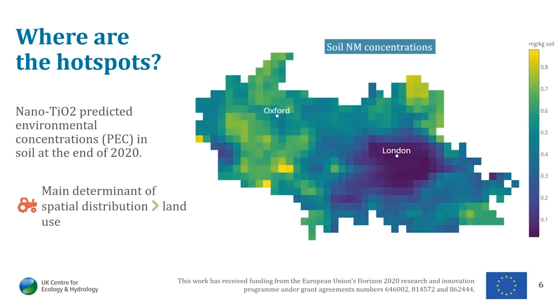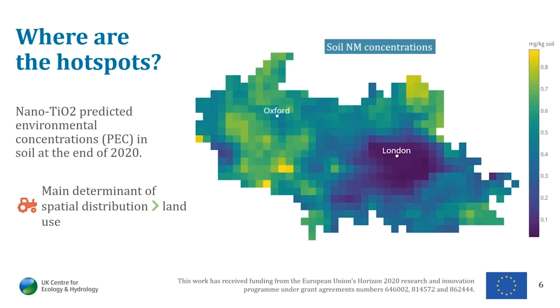Because it's a spatial model, we can answer questions such as where are the hotspots? So we can split up a geographical region into spatial grid cells like we have here. And what this map is showing is the Thames catchment. The more yellow a grid cell is, the higher the PEC, the predicted environmental concentration, is in the soils in that grid cell. So we're seeing the soil nanomaterial concentrations, and this is at the end of 2020, so after our 20-year run.